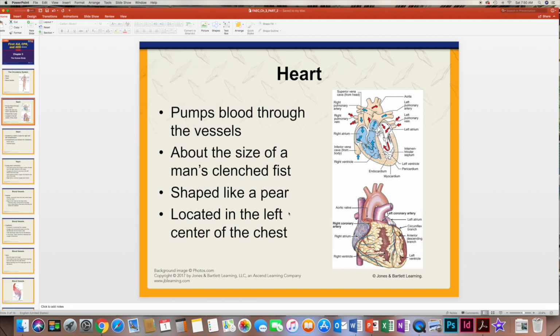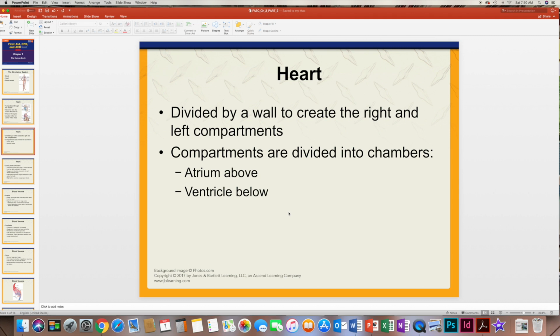So take a look at these diagrams and see what the various parts of the heart are, because it's important to understand them. Again, as this is just an introduction to the systems, if you're taking anatomy and physiology, you'll be learning much more about the structures and functions of the heart.